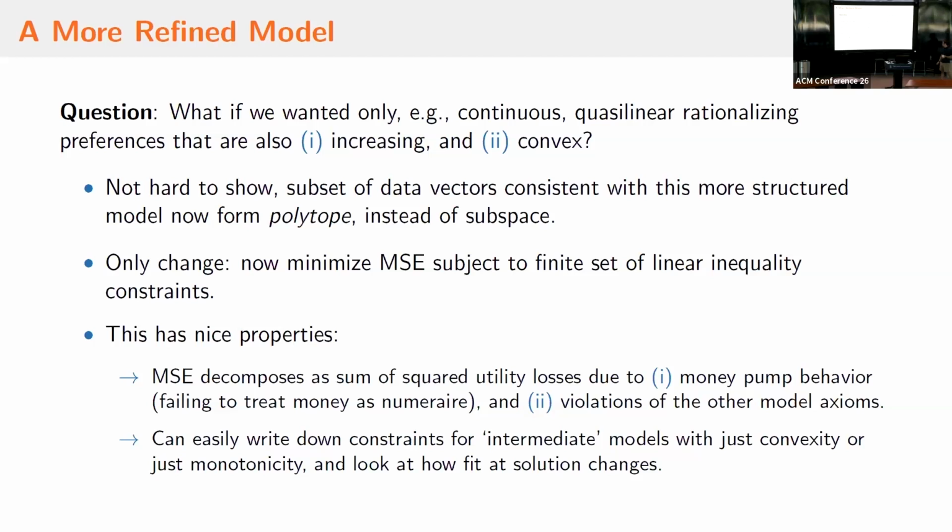And what we can also do is do the same exercise for intermediate models, where it's quasi-linear and just increasing, quasi-linear and just convex. We can look at how much more utility a consistent subject would have to lose to explain the data in each of these individual intermediate models, and get a kind of shadow price in model fit terms of how well or poorly supported individual axioms are in the data.